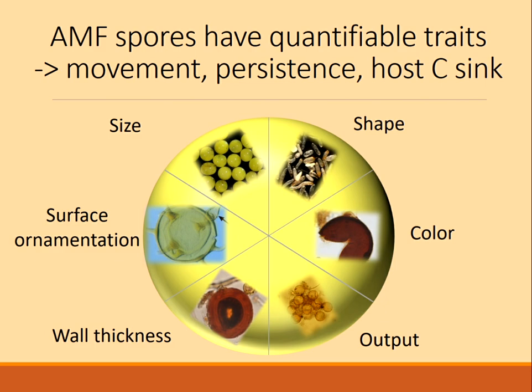So they vary with respect to size, to surface ornamentation in the form of projections or even depressions. They vary with respect to wall thickness, shape, color, spore output, lots of different things that can affect the way AM fungi move, how they persist in the environment, and because these spores represent pretty substantial carbon sinks, how they interact with plant hosts.